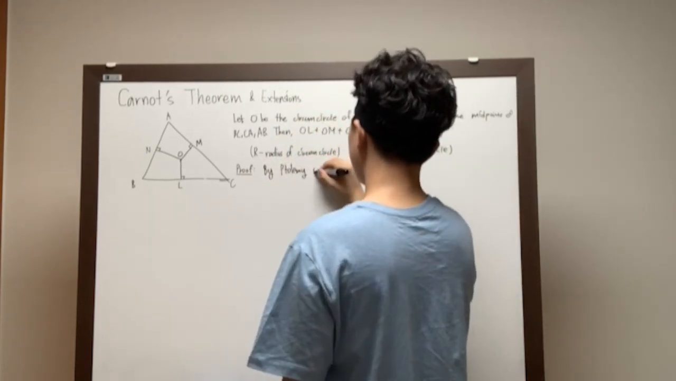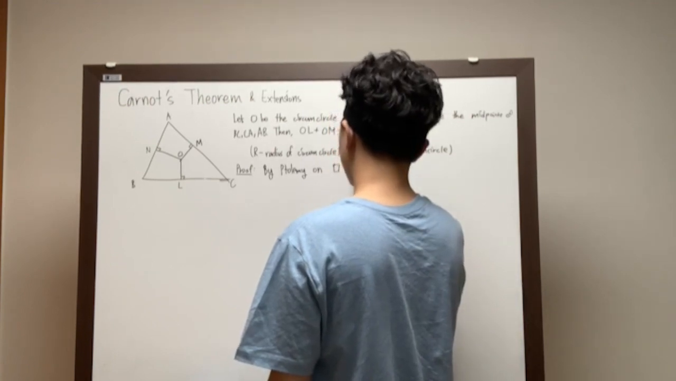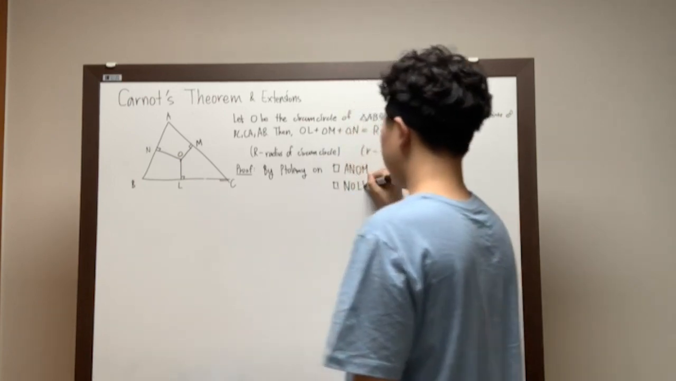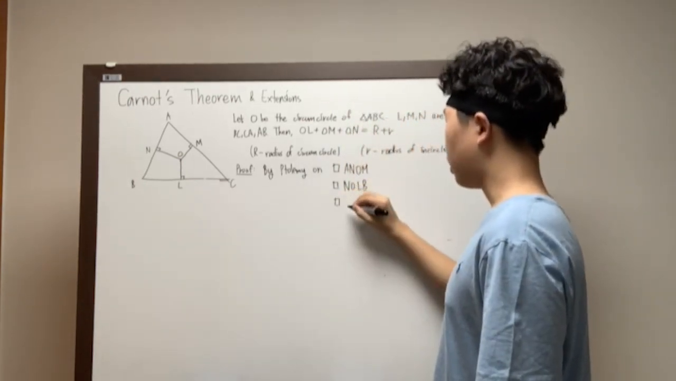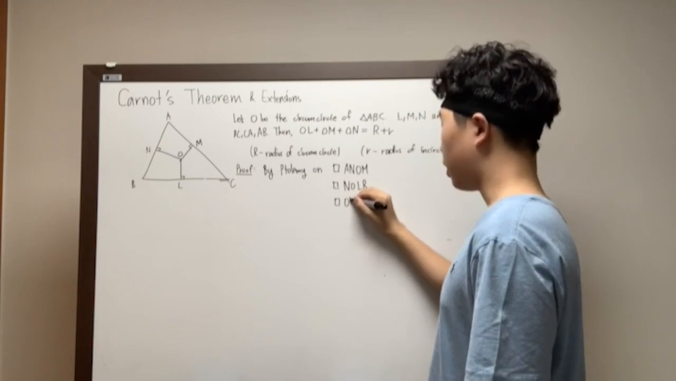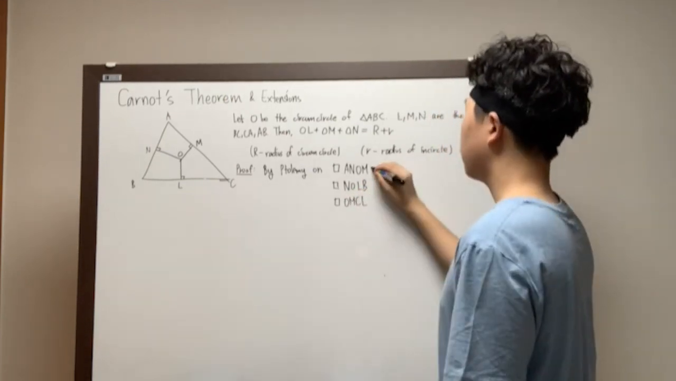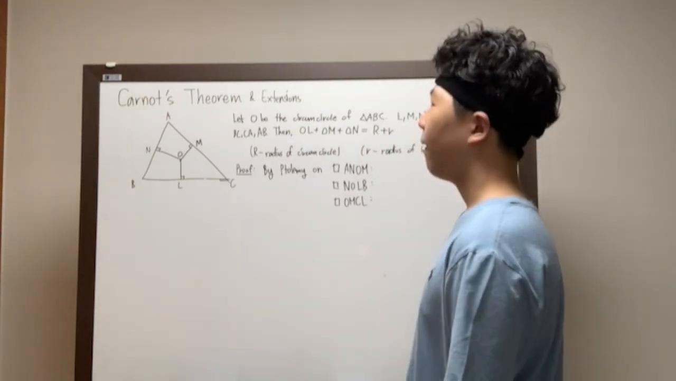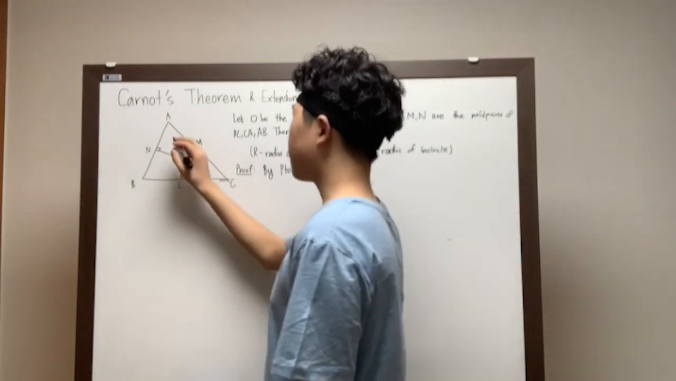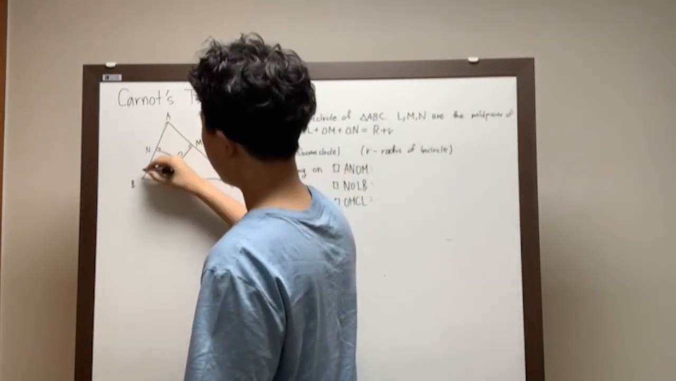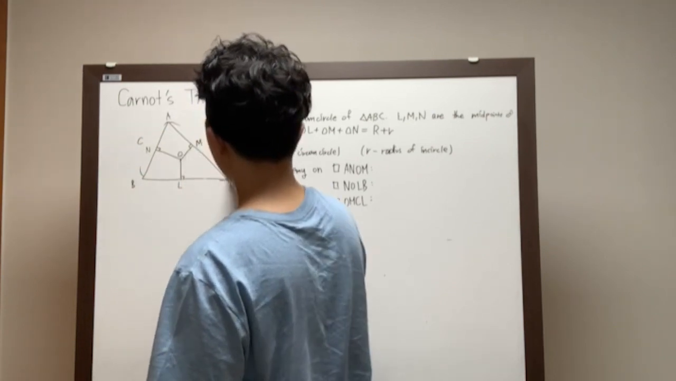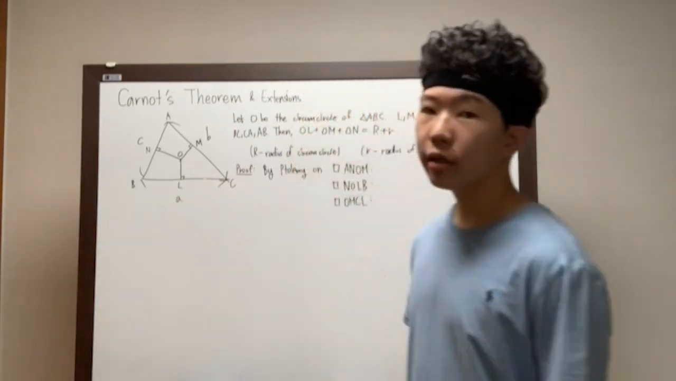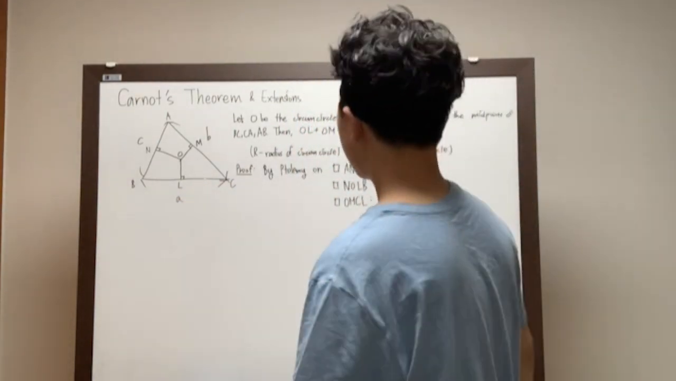So by Ptolemy on ANOM, NOLB, OMCL. Okay, the first one, ANOM. Let me first label the length of AB as c, the length of AC as b, and the length of BC as a. Well, this is pretty standard configuration, right? Now let's use this.